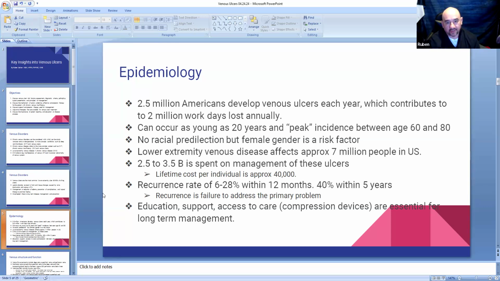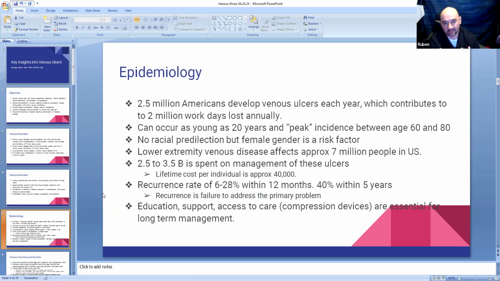And the lower extremity venous disease affects about 7 million people in the US. 2.5 to 3.5 billion, with a B, is spent on management of these ulcers. And the lifetime cost per individual could be approximately $40,000. The recurrence rate is from 6 to 28% within the first year and 40% within 5 years. And recurrence is failure to address the primary problem.